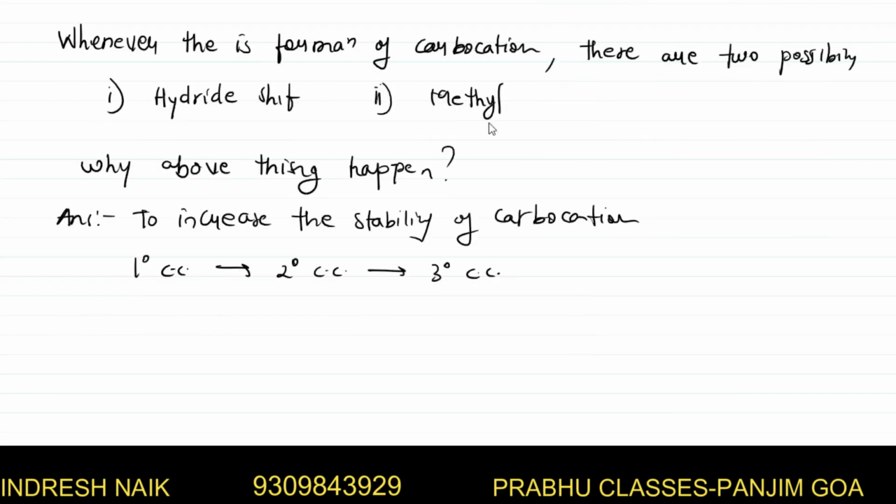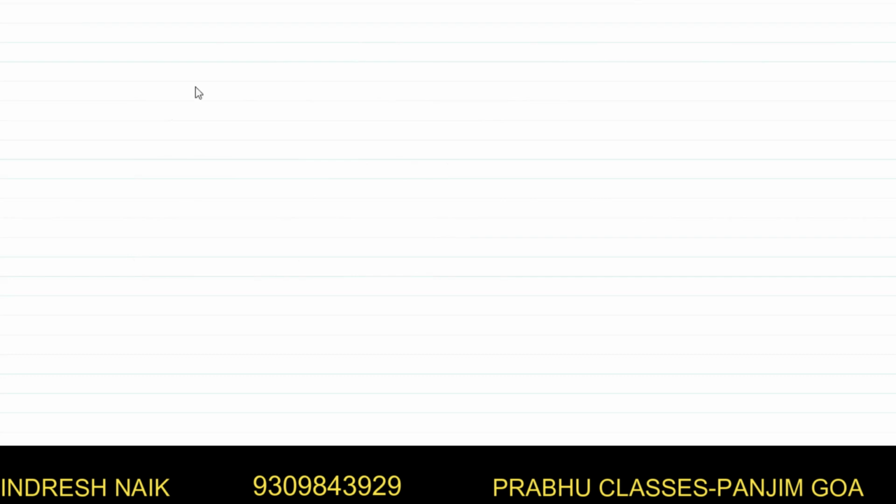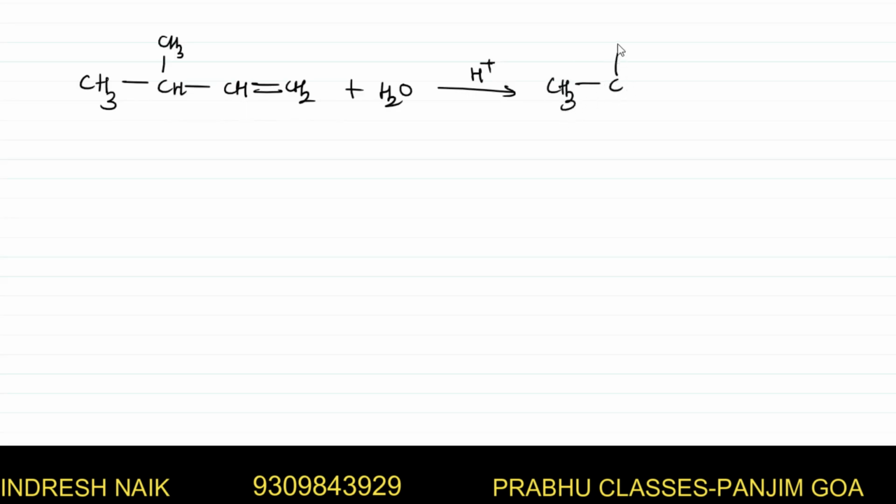I'll tell you how the hydride shift happens. We'll take a different example for this. The same acid catalyzed hydration we are going to do on this. If I show you CH3, CH and CH2, I add H2O to this, and in the presence of acid, what is the product? The product would not have OH over here, OH is over here. Understand this. CH3, the OH is going to come over here. This is CH2 and this is CH3. This will be the product.